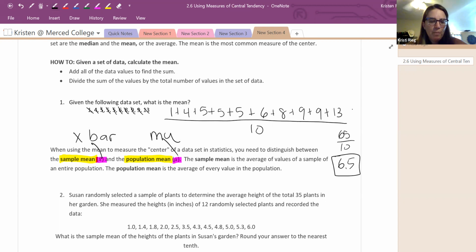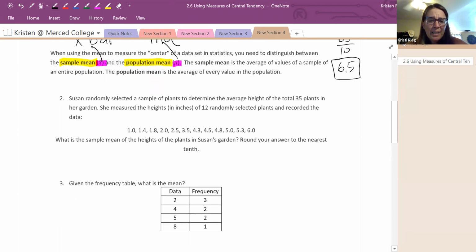So here, for example, we have plants, and there's a total of 35 plants. So that's the population. It would be all the plants in the garden. However, she measured the heights of 12 randomly selected plants and recorded the data. So the sample mean is going to just be the mean of those 12. And really, you could do this without even reading that paragraph above, because you could have counted all of those numbers to see that there's 12 numbers on that list, not 35 numbers on the list.